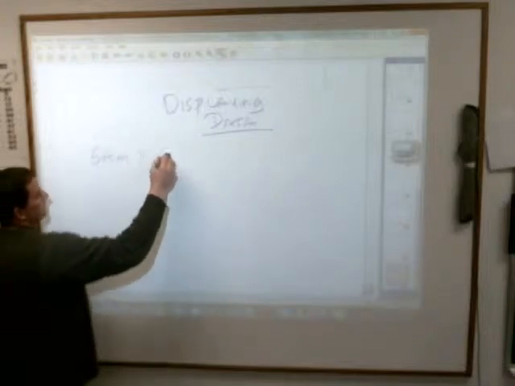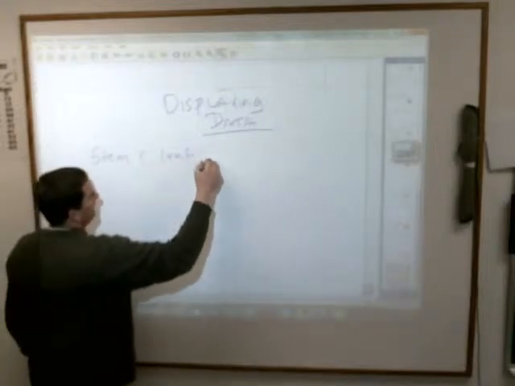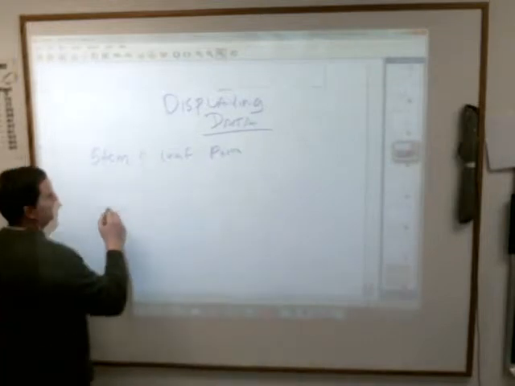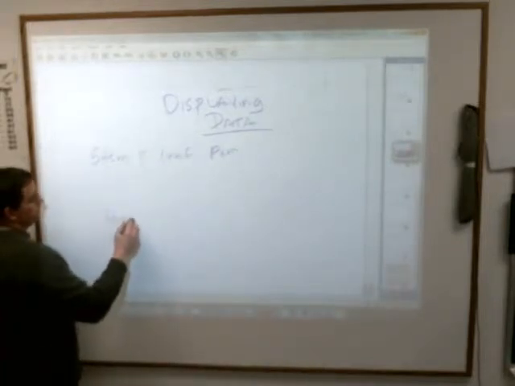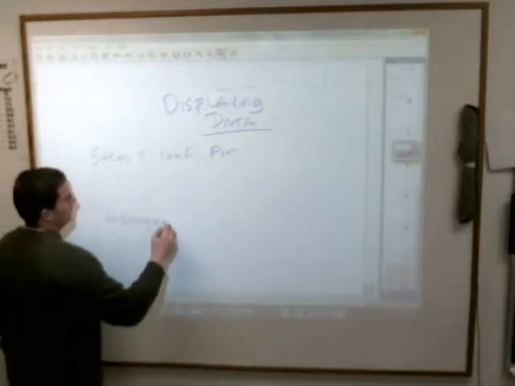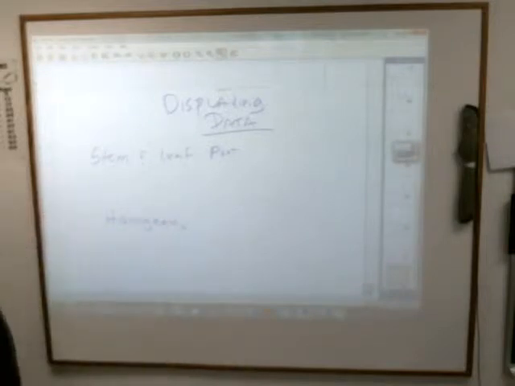Maybe a stem and leaf plot and a histogram. If you remember, a stem and leaf plot, let's toss down some numbers here.